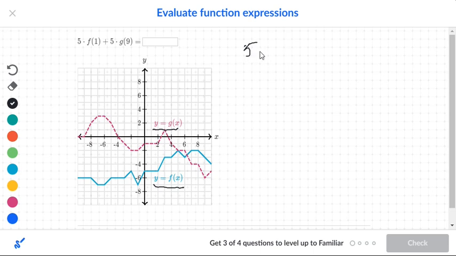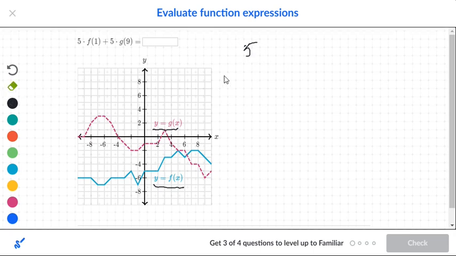We're going to take 5 times f of 1, and then we're going to take 5 times g of 9. So what we have to do is actually find the value of f of 1. Remember, f of 1 is the x. So we find 1. Now notice they're counting by 2's.